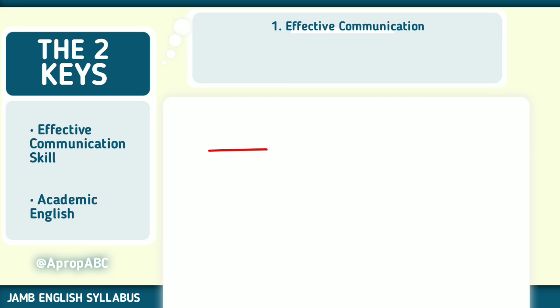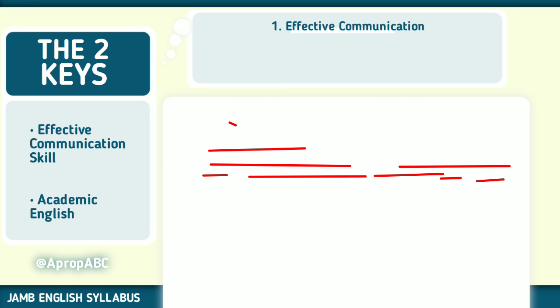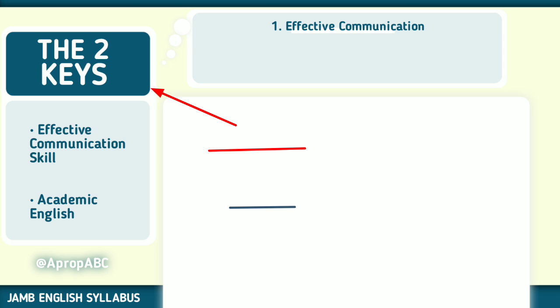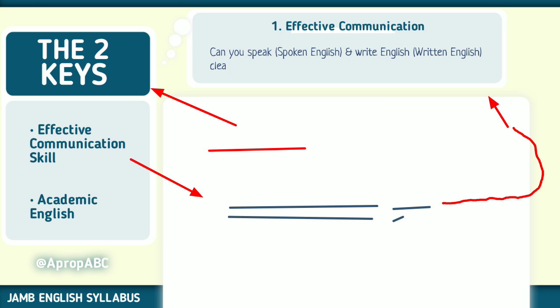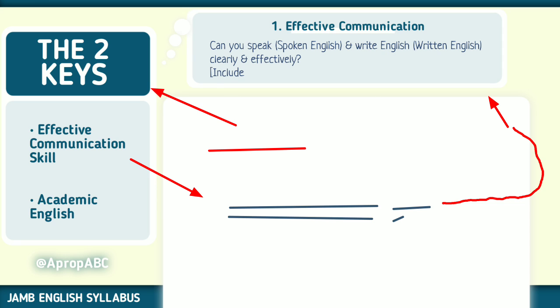We'll start with the general objective of JAMB. Just two things: effective communication skills and academic English. They want to make sure that you can speak spoken English and also write written English clearly and effectively. And if you are talking about this, it includes grammar, vocabulary, and your fluency.